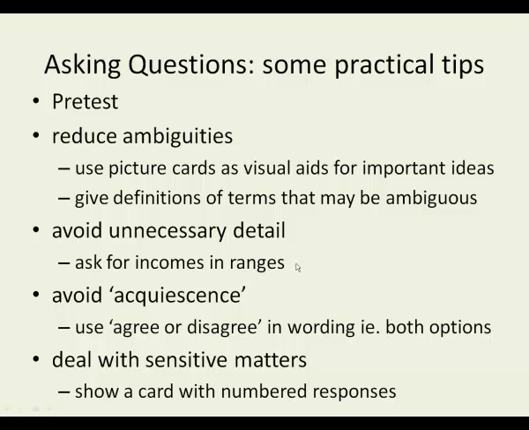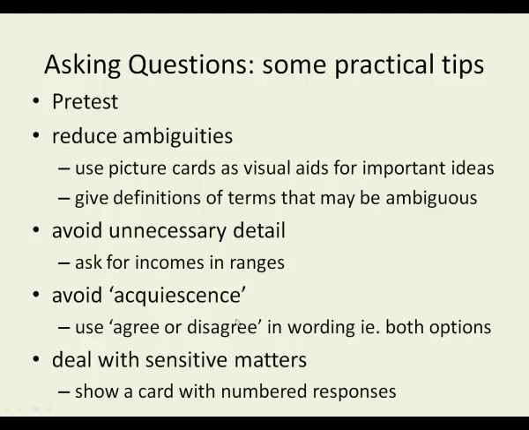Avoiding unnecessary detail can save time and make people feel less intruded upon. For example, giving incomes in ranges rather than asking someone to state their exact income. Similarly for age, say, okay, what's your age to the nearest 5 years? Or what's your income? And show them a piece of paper with bands on.